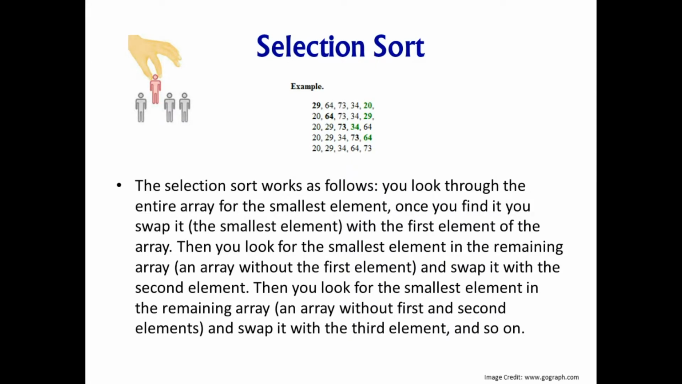Selection sort works like this. You look through the entire array for the smallest element. You look everywhere for the smallest guy. Okay? Once you find it, you swap it with the first element of the array. So you look for the small guy, you put him at the beginning. In our case, what number will be the small one? 0. So we'll look for 0. We'll stick it at the beginning.